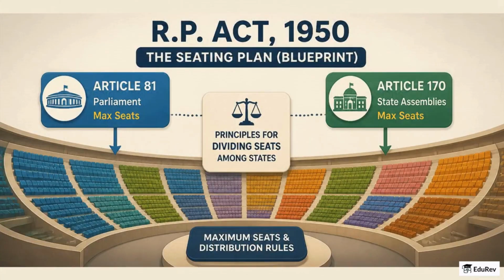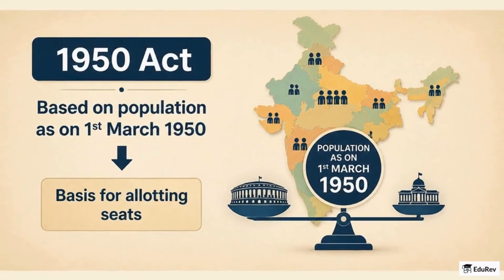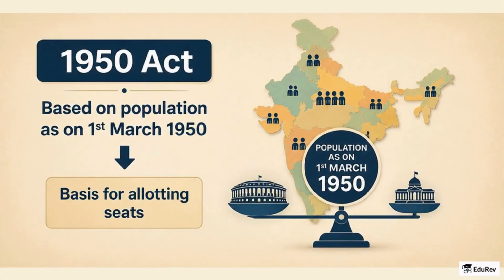First, let us visualize the Representation of the People Act 1950 as the stadium seating plan, where Articles 81 and 170 tell you the maximum seats in Parliament and state assemblies, and the principles for dividing those seats among states. The 1950 Act used the population as on 1st March 1950 as the basis for allotting seats, which is why the Act often comes up with questions about historical population basis.